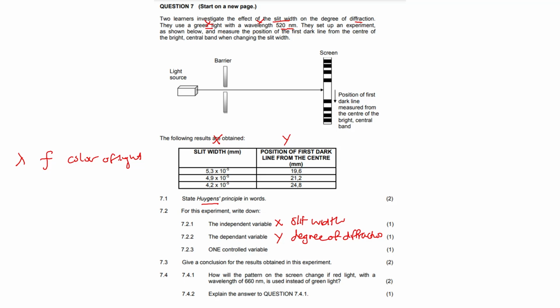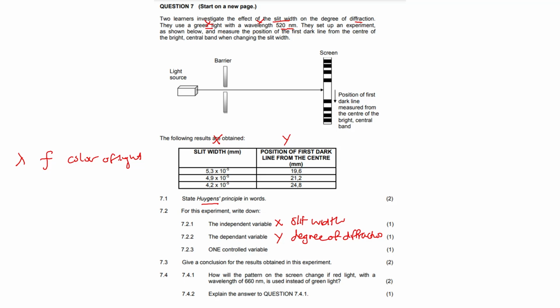7.3. Give a conclusion for the results obtained in this experiment. So the greater the width of the slit, the less the degree of diffraction. Or the smaller the width of the slit, the greater the degree of diffraction. So they are inversely proportional. So the slit width is inversely proportional to the degree of diffraction.